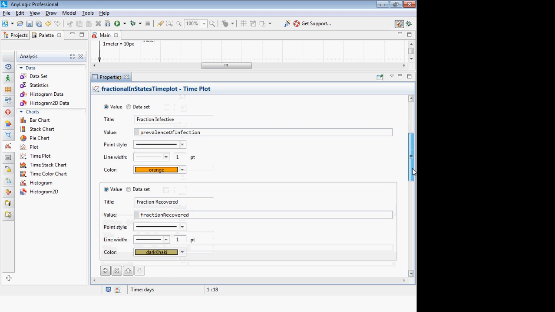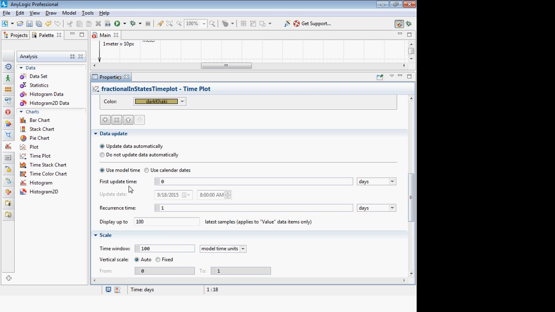And if we scroll down here after these things, we will find that we want to display up to 1,000 latest samples in a time window of 1,000 time units. One keeps track of the number of data points that are going to be displayed at a given time. The other is the time window over which those are displayed. Okay, great.